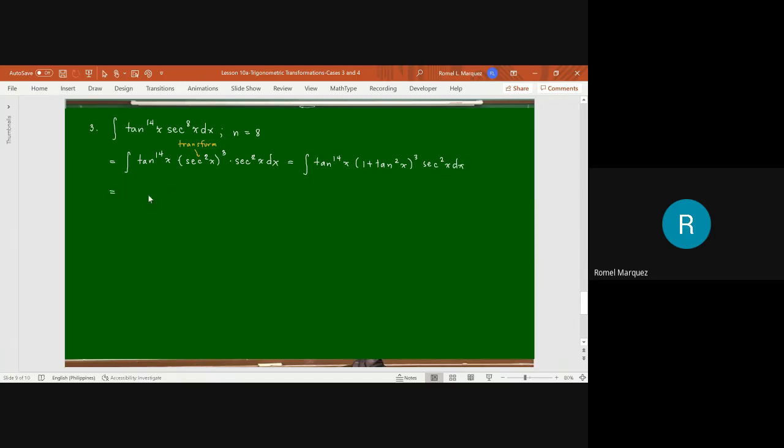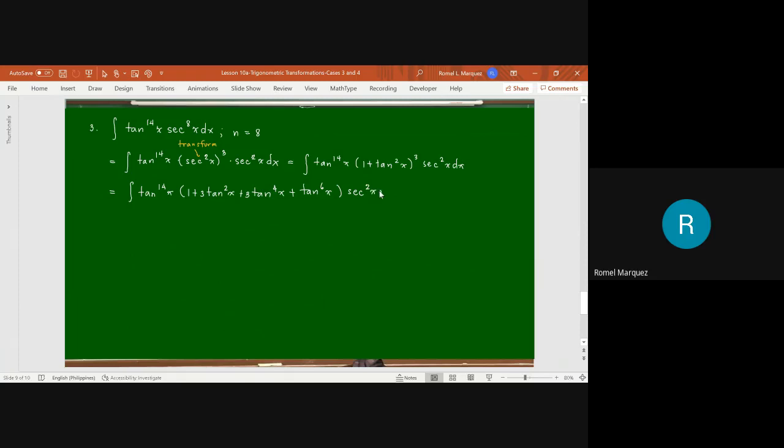And that is equal to tangent to the 14 x multiplied by this. How do we cube that binomial in form? This is actually not binomial technically, no? So this means binomial in form only, or this is binomial in the tangent squared x, the 1 plus tangent squared x. So 1 plus 3 times the square of the first times the second, plus 3 times the first times the square of the second, plus the cube of the second, to the 6th.